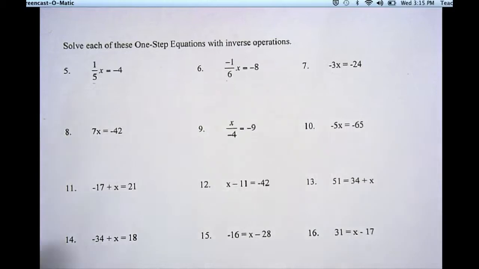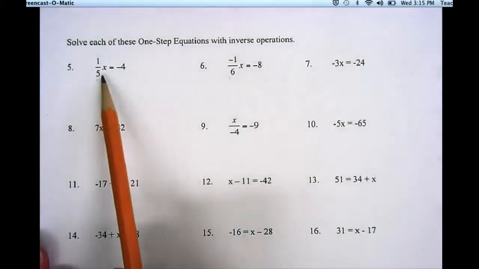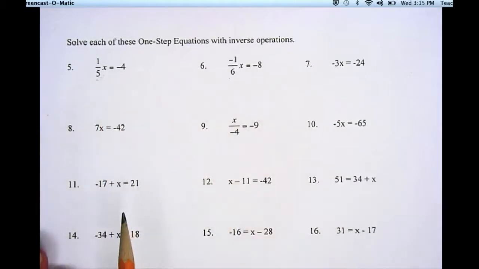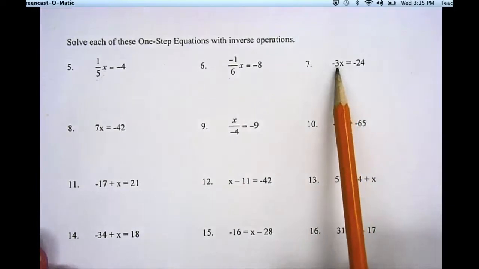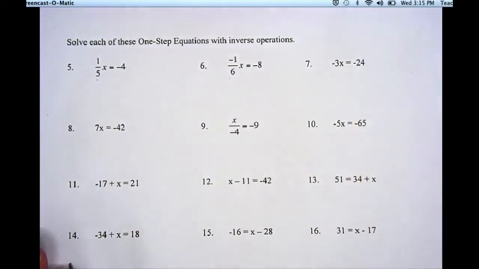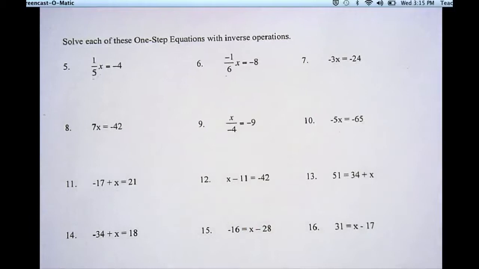The first six, I'm either multiplying my variable by a fraction, like I am in numbers 5 and 6. I'm multiplying my variable by an integer, like I am in 7, 8, and 10. Or I'm dividing my variable by an integer, like I do in problem 9. So let's look at all three of those different types of problems.